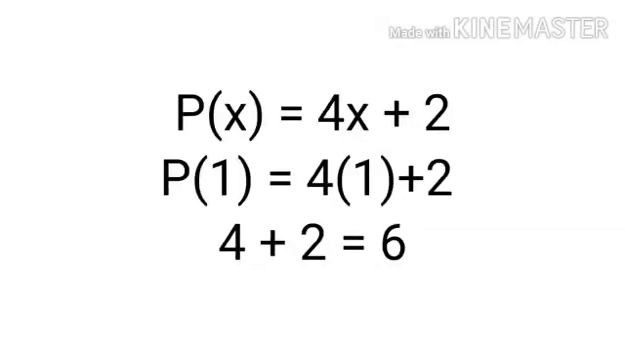In the third sub-question, we have to find P of 1 to P of 5 and find the patterns in their results. Let's start. P of x is equal to 4x plus 2. Therefore, P of 1 is equal to 4 into 1 plus 2. Just substitute 1 in place of x. That is 4 plus 2 is equal to 6.